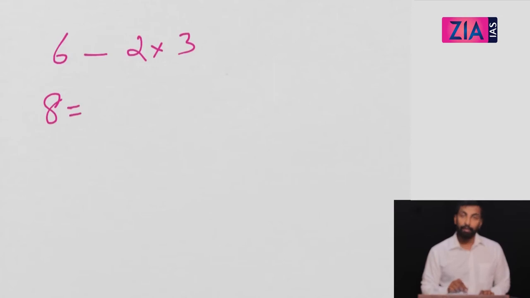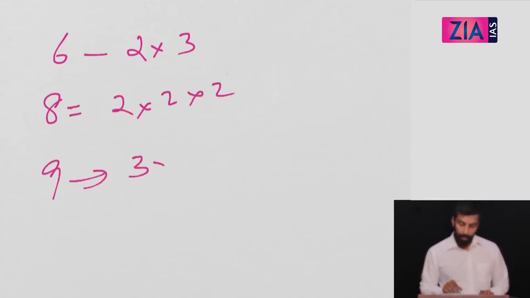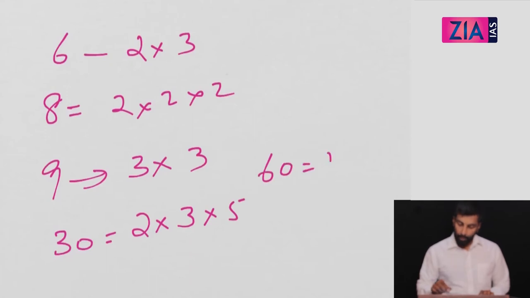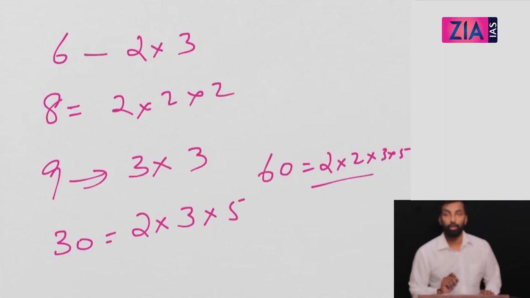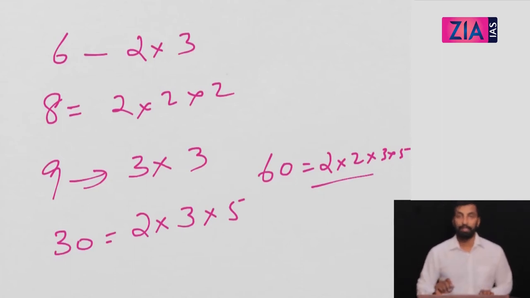So 8, how will you write? 2 into 2 into 2. 9, how will you write? 3 into 3. 30, how will you write? 2 into 3 into 5. 60, how will you write? 2 into 2 into 3 into 5. So this is how you will do the prime factorization. Basically, the given composite number you will be writing in terms of prime numbers, and that's what you mean by prime factorization.